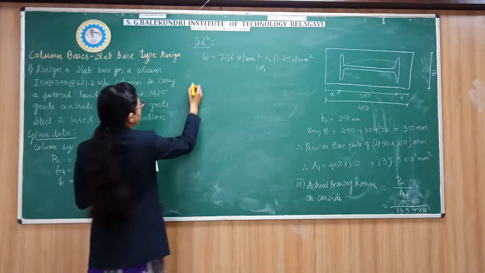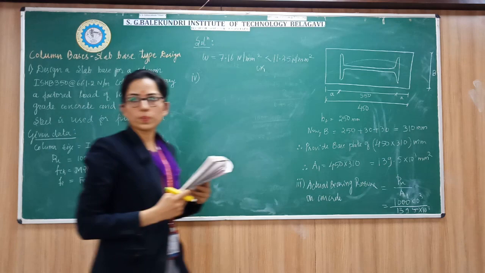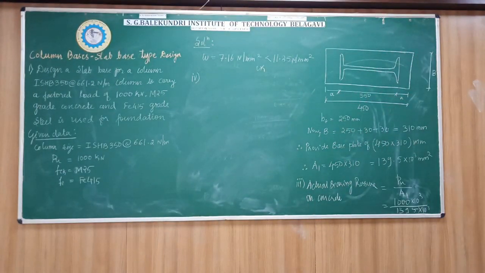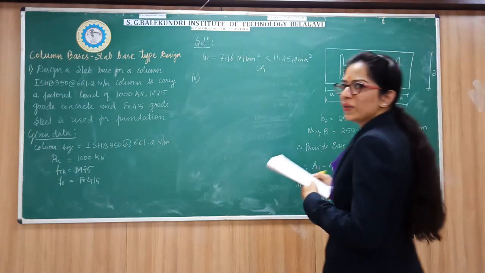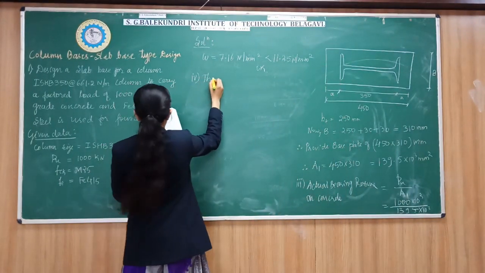Now, the fourth step is to find the thickness of the base plate. To calculate the thickness of the base plate, first we need to find the values of A and B. So let us find that.